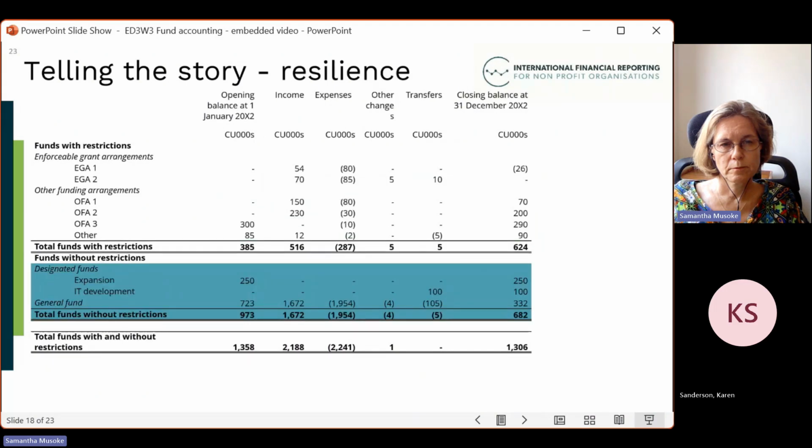The proposed disclosures also provide information about funds without restrictions. This can be useful to explain the policy for holding funds without restrictions or why funds are being set aside in designated funds. Holding adequate funds without restrictions is important to provide a buffer against external factors or events. This is crucial to assessing financial resilience.